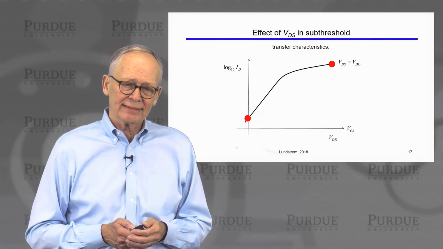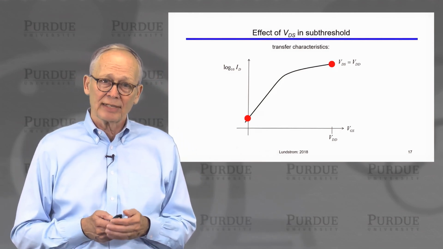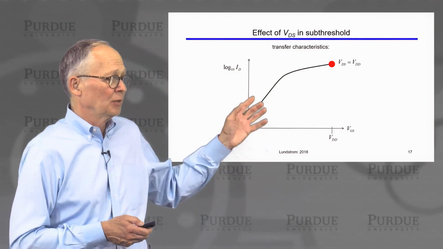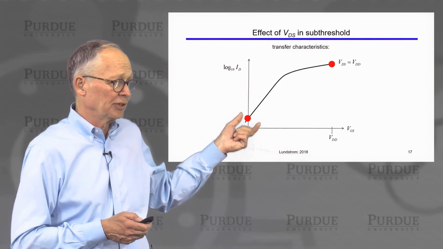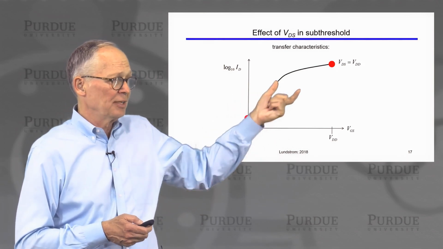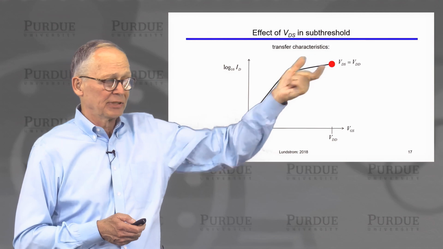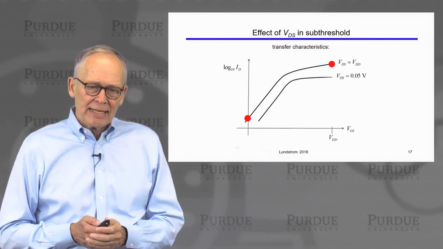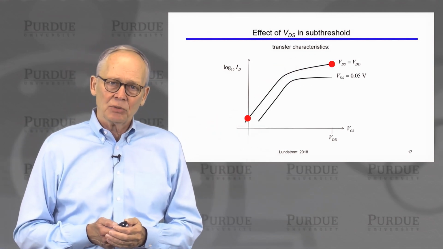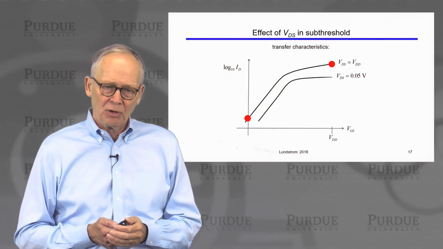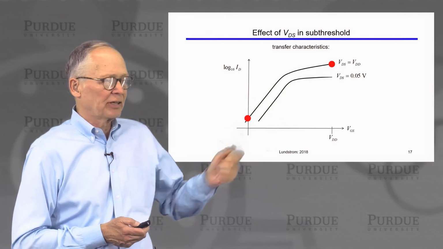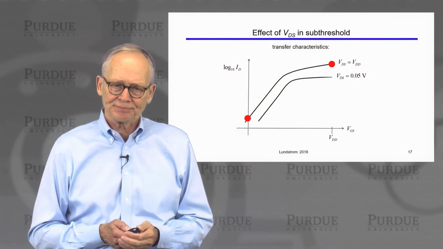Now, another way to see this is if we plot the transfer characteristic on a logarithmic scale. We've done this to look at the off current earlier. So here's the subthreshold regime. Here's the above threshold regime. There's our on current. If we reduce the voltage on the drain to a small value and plot the transfer characteristic, we'll see that it's shifted.